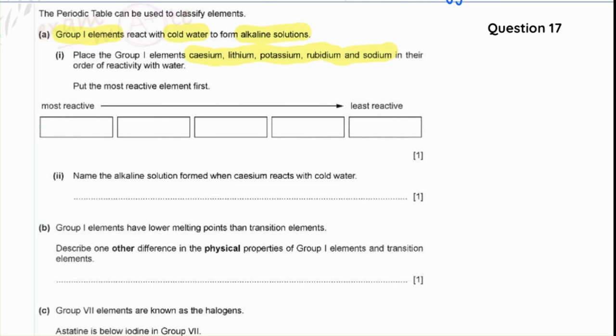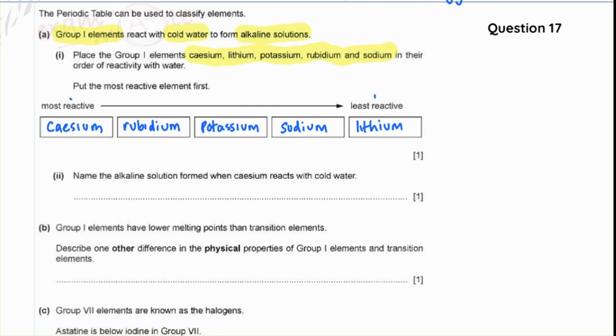So at the very top, we've got lithium, then we've got sodium, and then next comes potassium, and then we've got rubidium, and then we've got cesium, which is the most reactive. It would be easy to fall into the trap of putting these the wrong way around, and students often do that and lose valuable marks, which they knew the answer to, for that silly error.